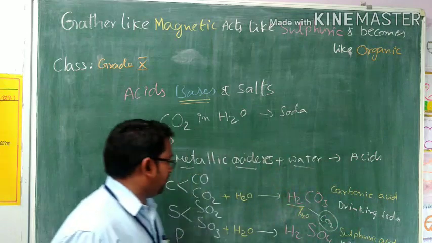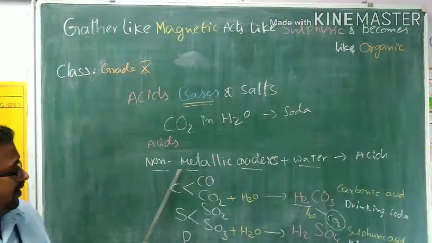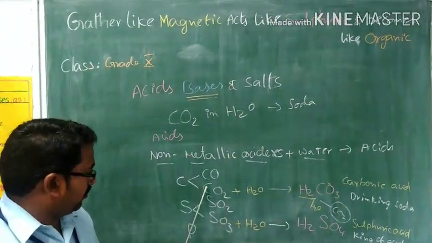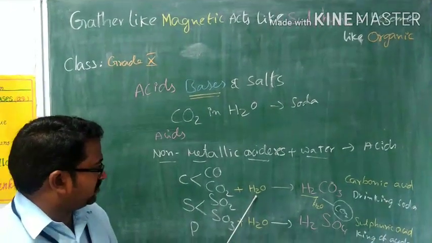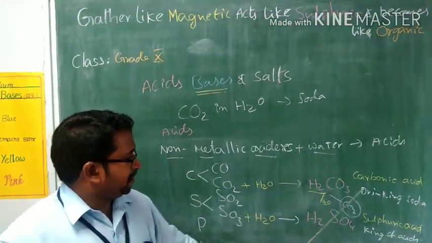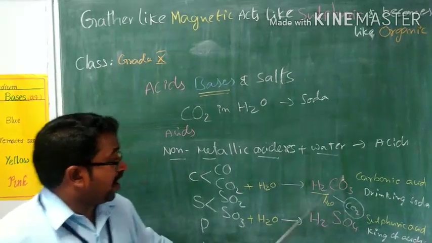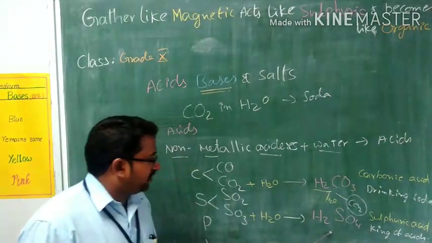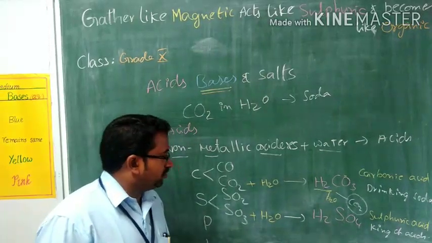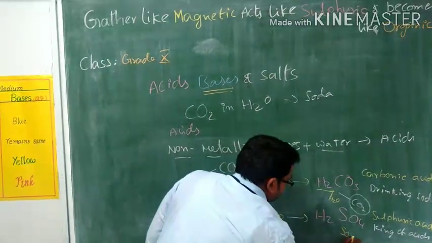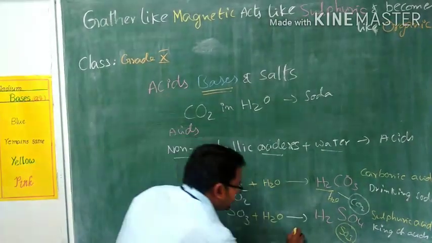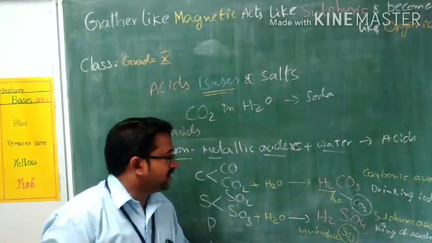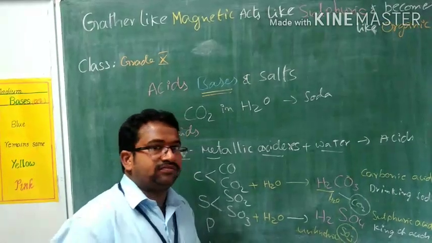See once again how we have to identify. What we need is non-metallic oxides. When they dissolve in water, they produce acids. Carbon dioxide is a non-metallic oxide; it dissolves in water and produces carbonic acid, whose common name is drinking soda. The anhydride of this is carbon dioxide. Anhydride means removing water. Now tell me, what is the anhydride of sulfuric acid? Remove H2O, and what will you get? SO3. So SO3 is considered the anhydride of sulfuric acid. Okay children, have you understood?